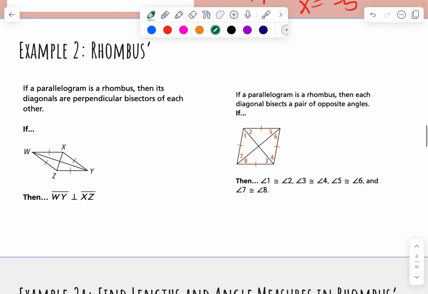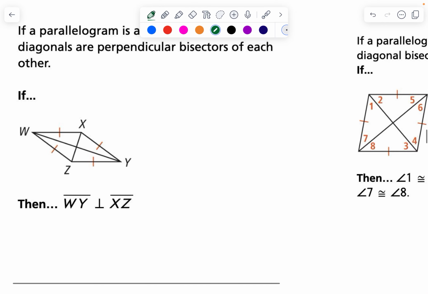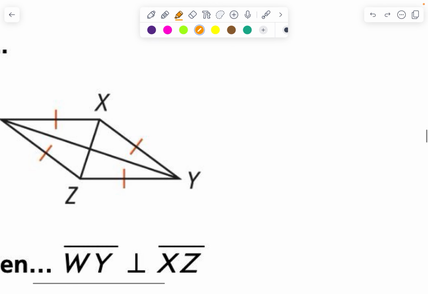Next one we're going to talk about is a rhombus. A rhombus is a special type of parallelogram where the diagonals are perpendicular bisectors of each other. So my two diagonals, which I'm highlighting here in green and orange, they meet at a right angle. So all of these angles here are 90 degrees. 90, 90, 90, and 90.